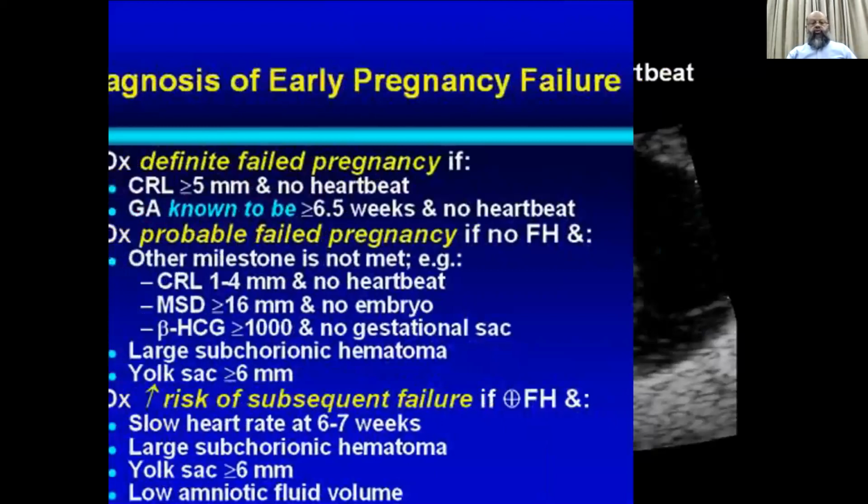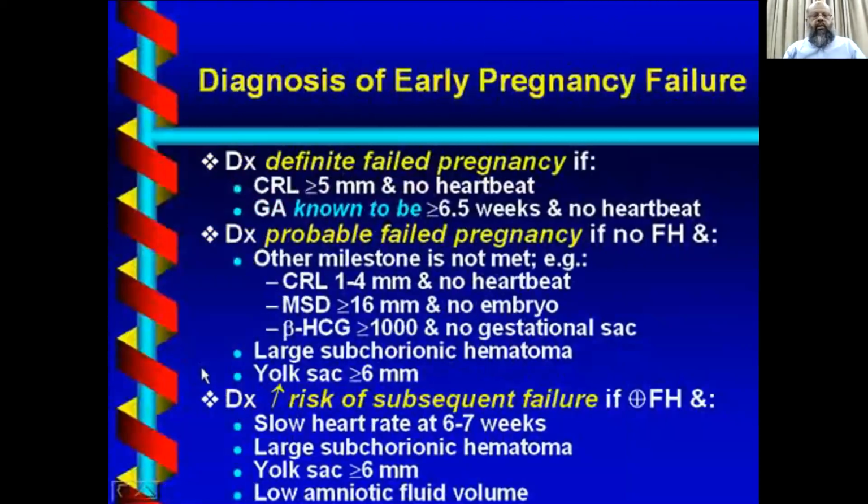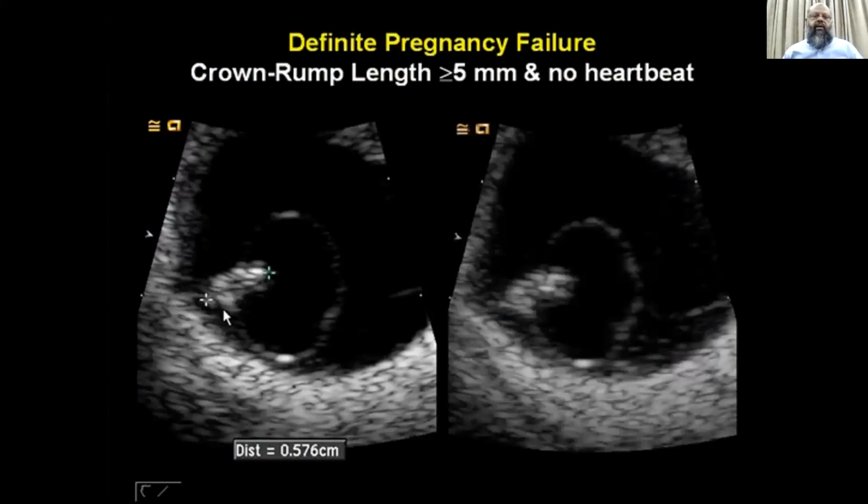So if a patient comes to me with pregnancy and pain or bleeding or spotting, and I scan and get a yolk sac with an embryo having a crown rump length more than 5 millimeters, and there is no cardiac activity, I can give the diagnosis of definite pregnancy failure.